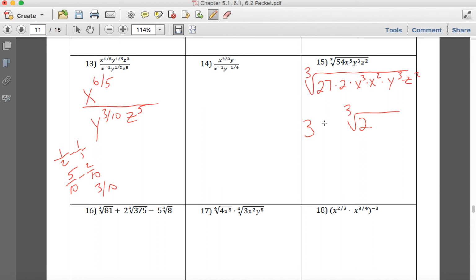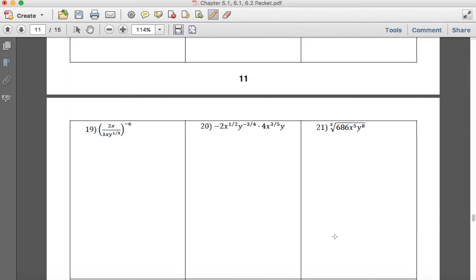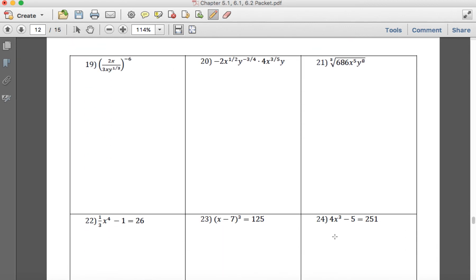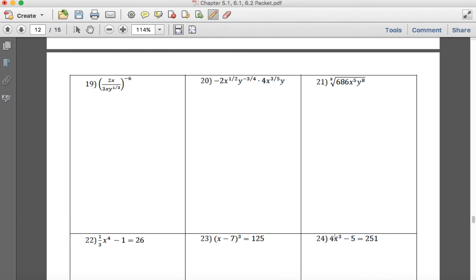Cube root of x cubed. That group of x's come out as x to the 1st. Cube root of x squared can't do. Cube root of y cubed, y. This stays under here. Okay? That one's all done. We'll go down to number 19.